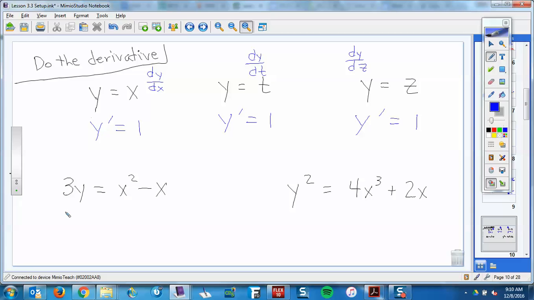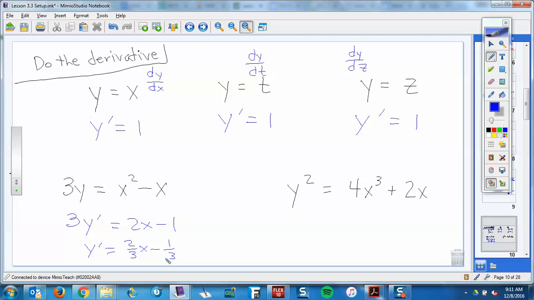So on this one, like I was telling you, 3y, the derivative is just going to be 3. You do the derivative the same way when there's a y. The difference is we have to tack on a y prime, and I'm going to show you why. So the derivative of 3y is going to be 3 and then y prime. And on this side, it's just going to be 2x minus 1. Now, we would want to finish that by dividing by 3, because we want our final answer to be y prime. So we would finish that.